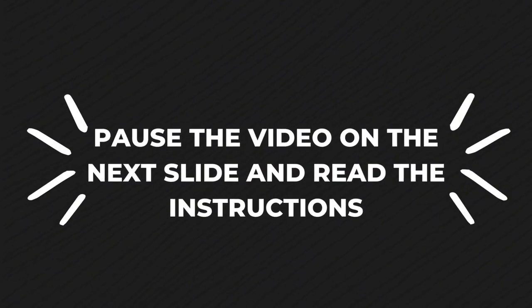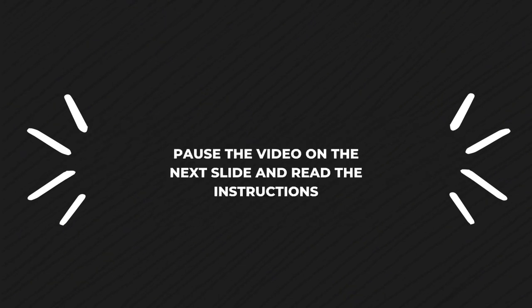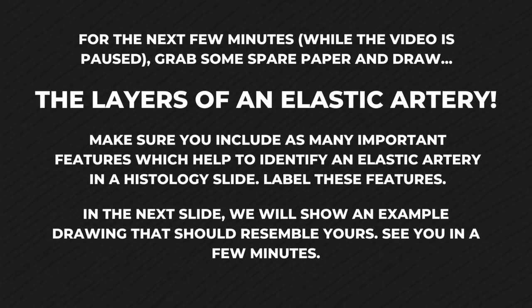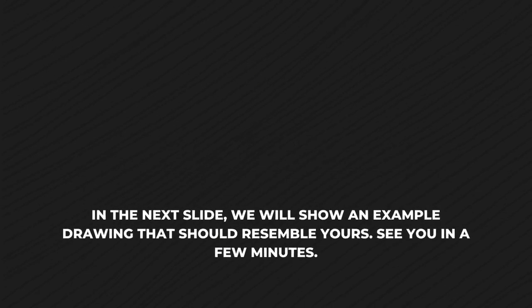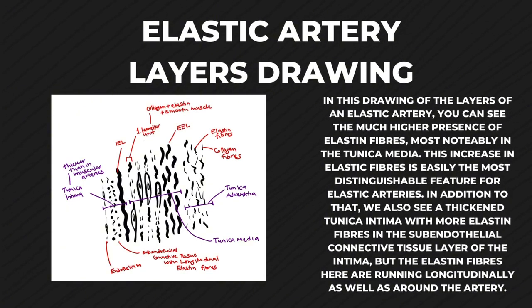Pause the video on the next slide and read the instructions. In this drawing of the layers of an elastic artery, you can see the much higher presence of elastin fibers, most notably in the tunica media. This increase in elastic fibers is easily the most distinguishable feature for elastic arteries.